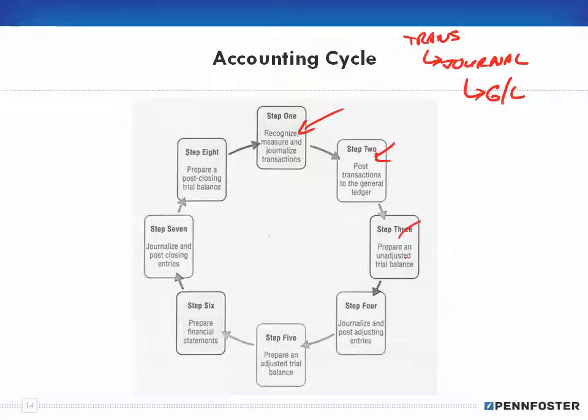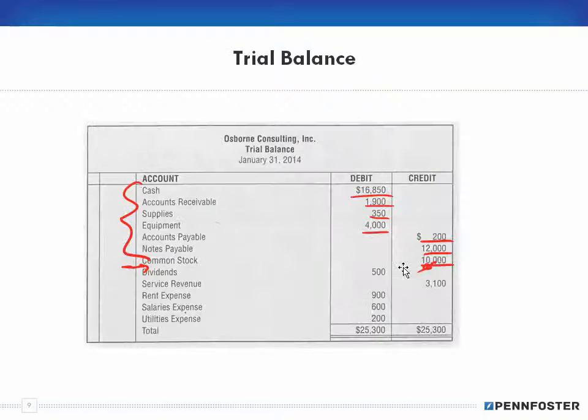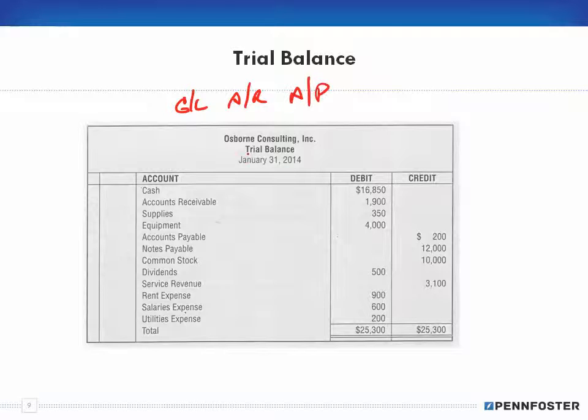Now step 3, it says prepare an unadjusted trial balance. If you recall in the previous video when I was talking about the trial balance, notice that the heading here only says trial balance. Remember I had talked about having a general ledger trial balance, an accounts receivable trial balance, and an accounts payable trial balance. So I would never just write the word trial balance. I would write what this trial balance was for. So I'd write general ledger. However, I also had said that when we get to the end of the accounting period, we're going to go through a closing process.